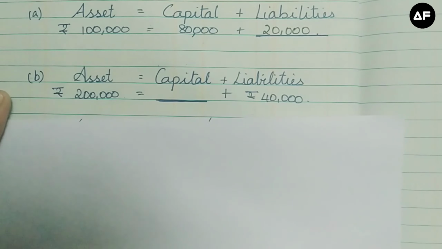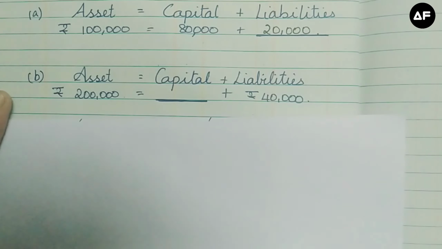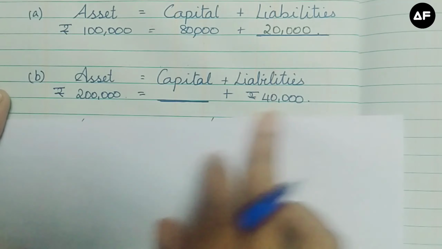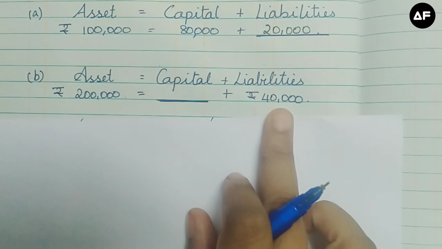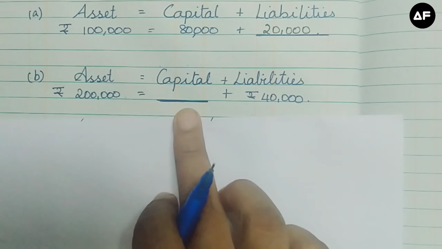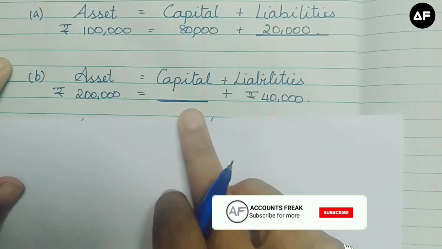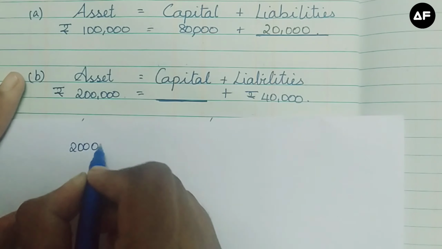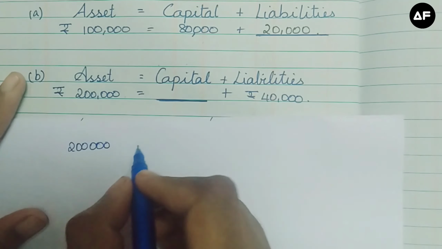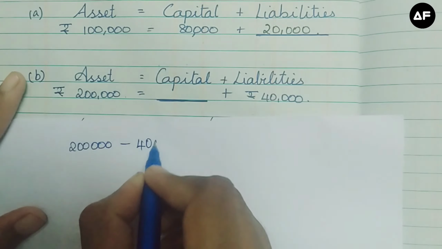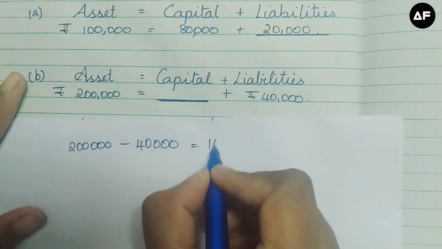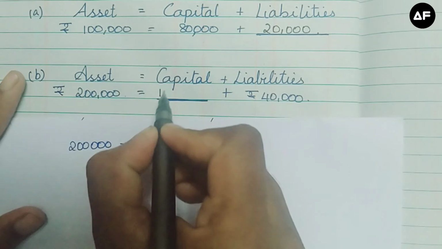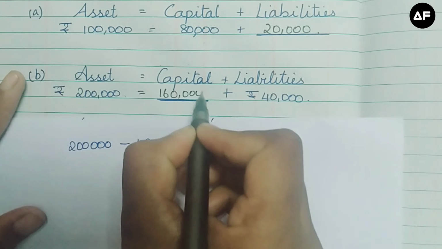The next sum is asset is equal to capital plus liability, the same accounting equation. They've given you asset as 2 lakh. The capital is not given and the liability is 40,000. With what do you add 40,000 to get 2 lakh? The logical answer, we know, is 1,60,000. To get the answer through a step, take 2 lakh and bring the 40,000 to the other side, so plus will become minus. 2 lakh minus 40,000 is equal to 1,60,000, which is our capital. So now you can enter 1,60,000 as your answer.